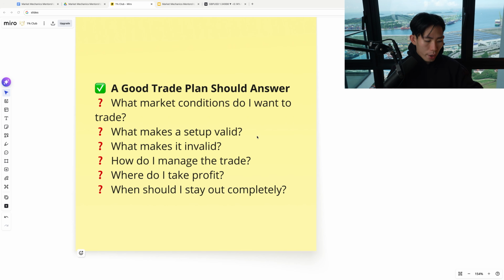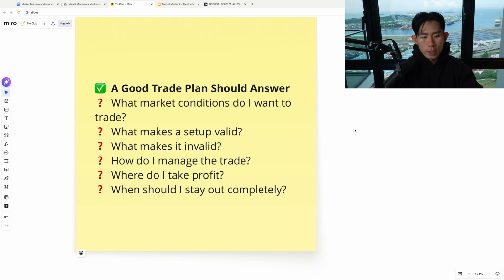Must it be located at a specific supply and demand zone or order block, right? What makes a setup valid and worth taking? What makes it invalid, right? So if price actually comes down and breaks past this zone, then I'm not going to be looking for longs anymore, because that pretty much tells me that the demand zone is no longer working. It's no longer effective. How do I manage the trade, right? Where to place your stop loss, where to place your take profit.